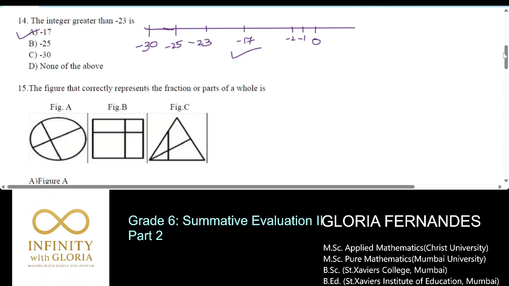Got it? So on a number line, again I quickly revise, on the left side of the 0 you start with -1, -2, so on, and you go on till infinity. If you come to the right hand side, you have +1, +2, 3, 4 and so on. Okay, so just keep this in mind.